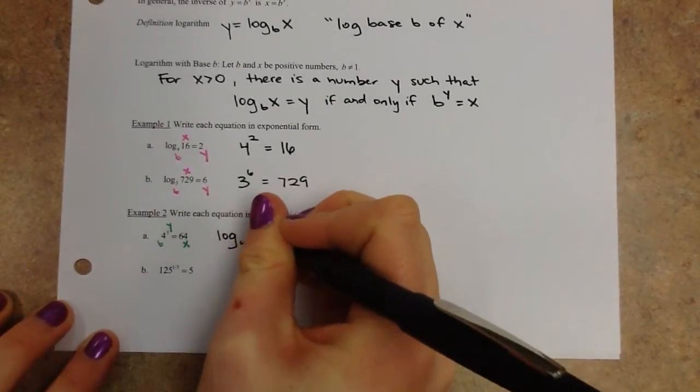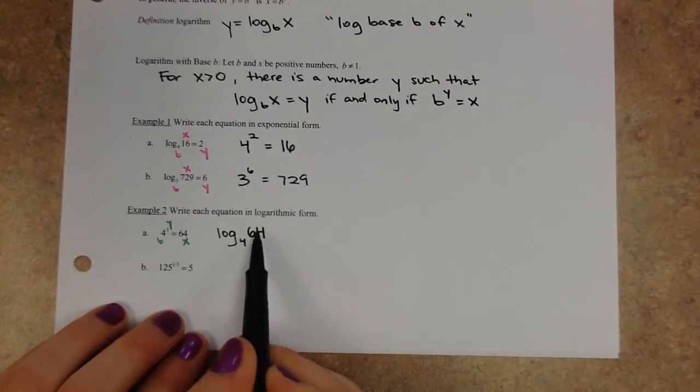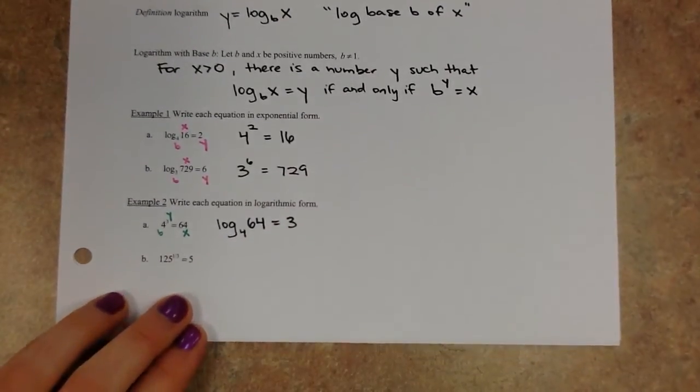So log base 4 of 64. Again, this is asking what power of 4 gives me an answer of 64? That would be the power of 3.